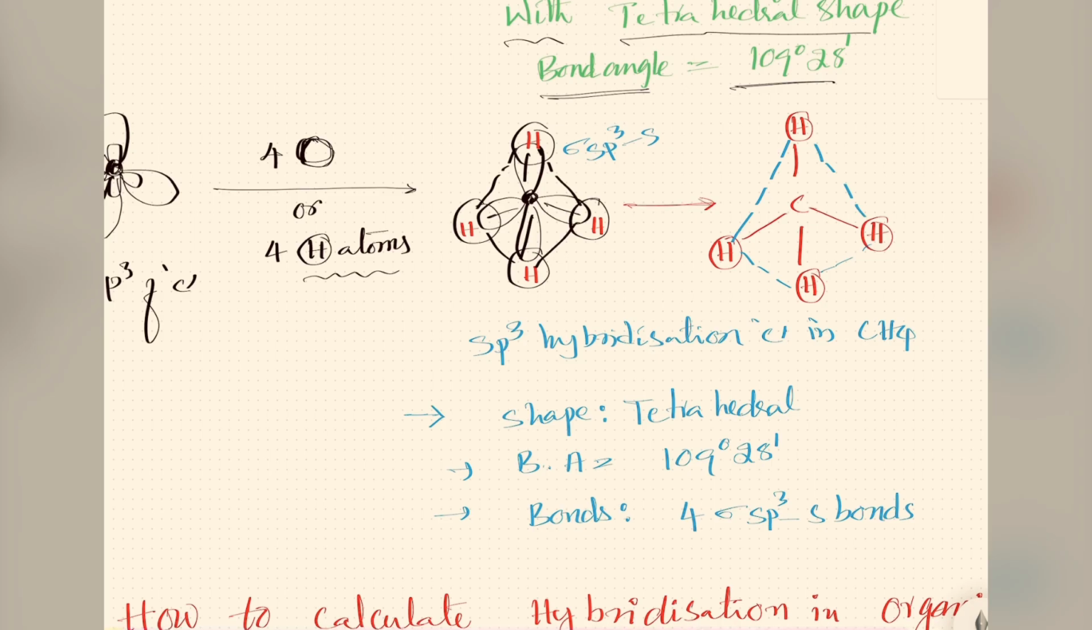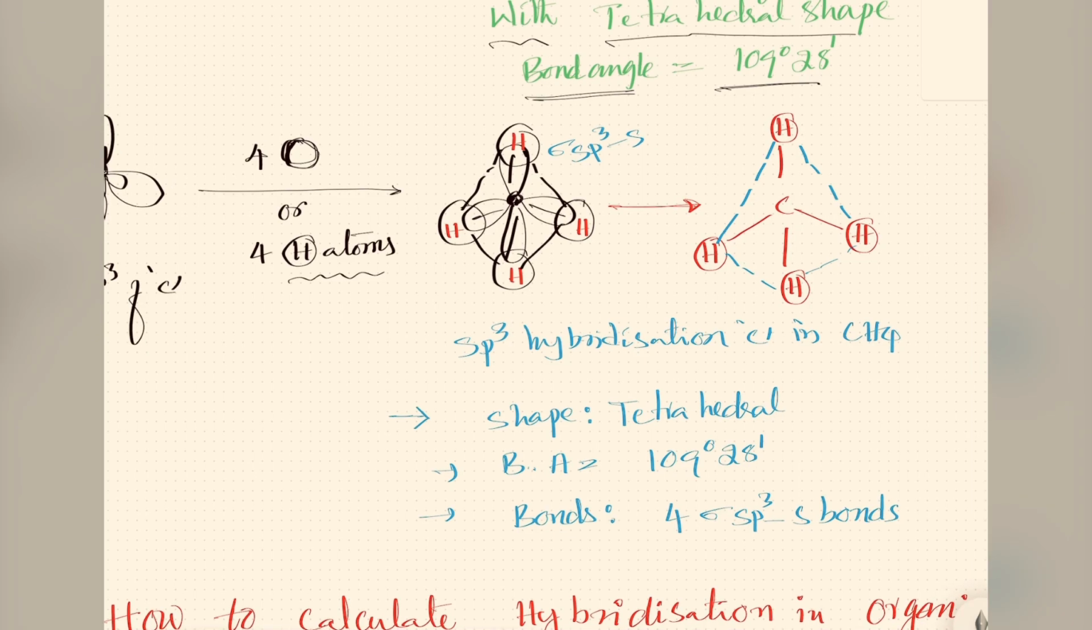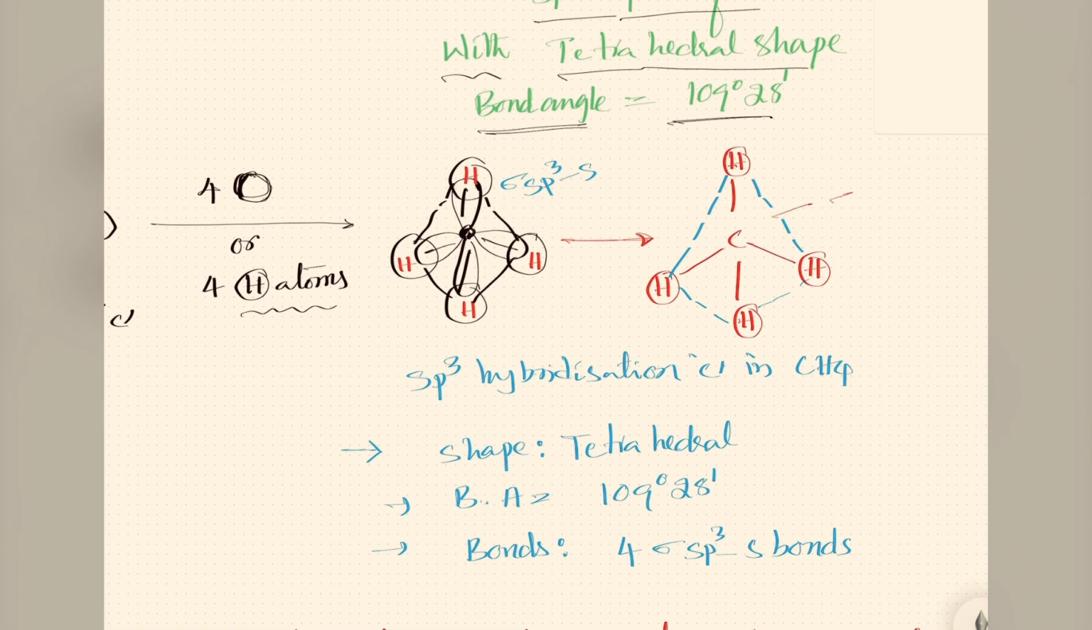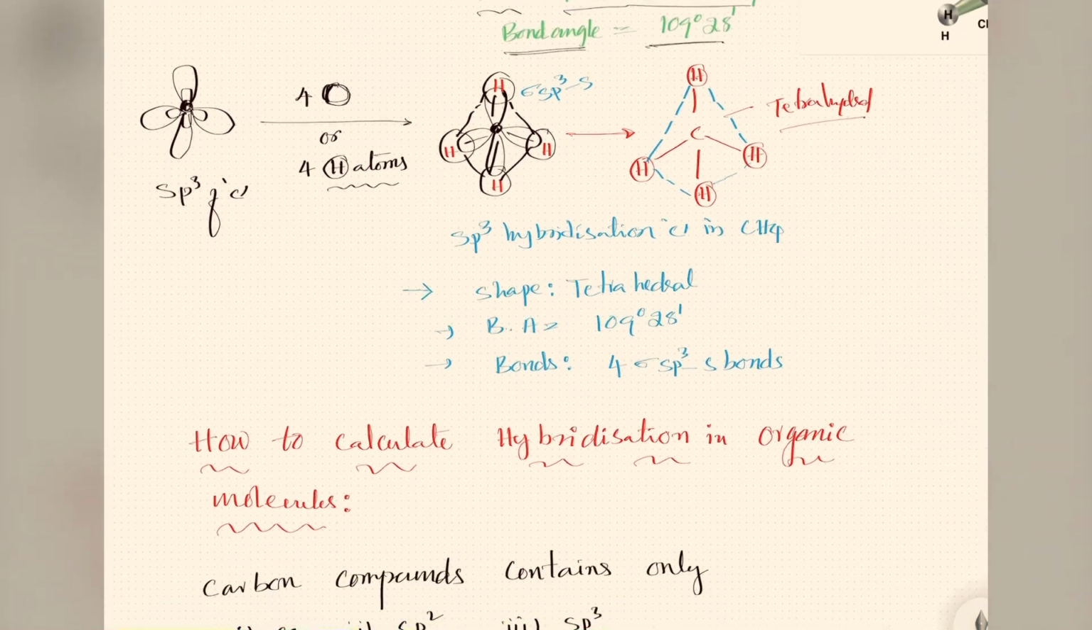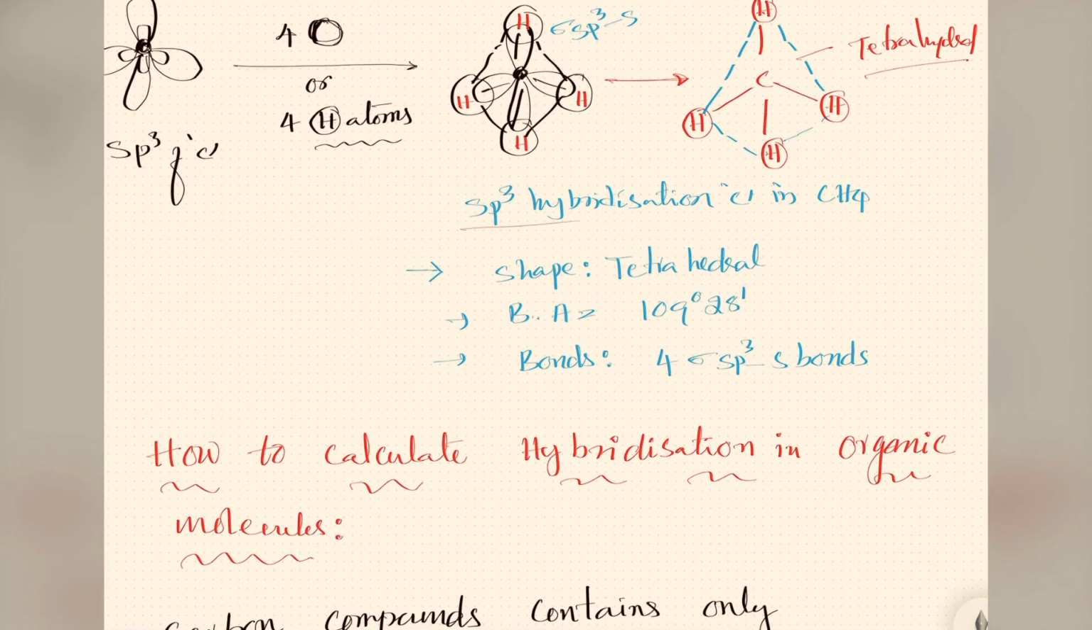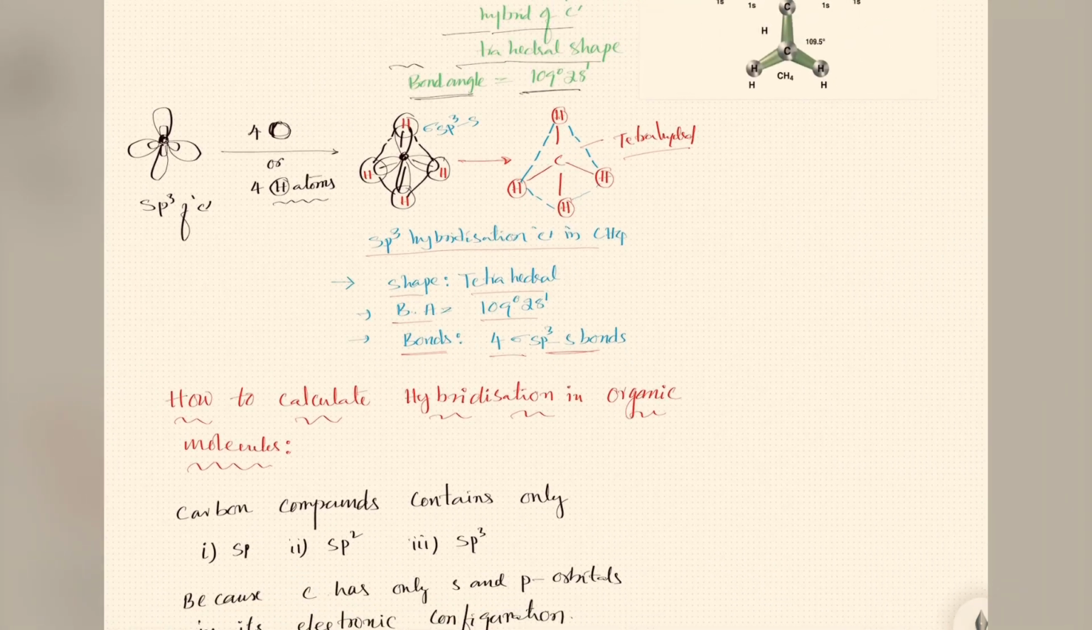How to draw this without a hybrid molecule? Hybrid orbital means carbon with the four hydrogens. This we can say is a tetrahedral shape. Clear? So we need to see this information about this molecule. For sp3 hybridization of carbon in methane, the shape is tetrahedral, the bond angle is 109 degrees 28 minutes, and the types of bonds are four sigma sp3-s bonds.